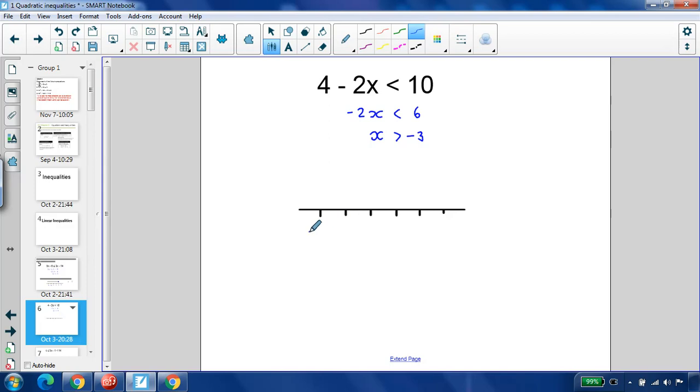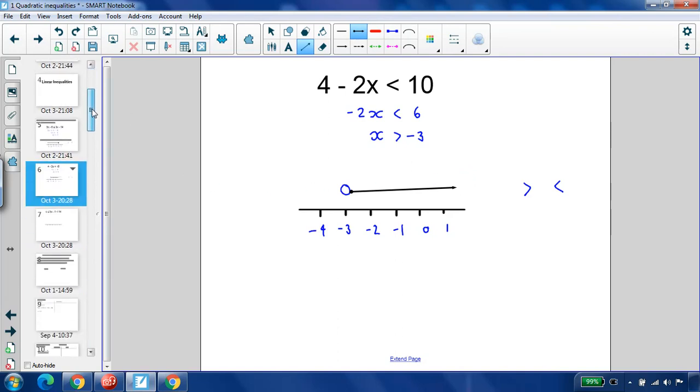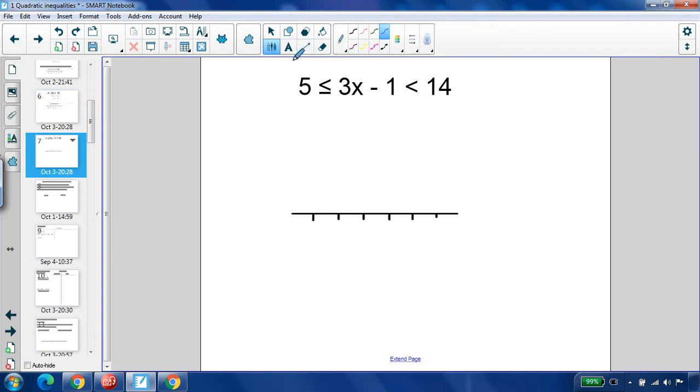So showing this on a number line, I'll have a dot above the minus 3, and it's going to be open to show that minus 3 is not included. So you use an open dot when you've got greater than or less than signs. Then I'm going to have an arrow going to the right with the line to show that x is greater than minus 3, so anything above minus 3.